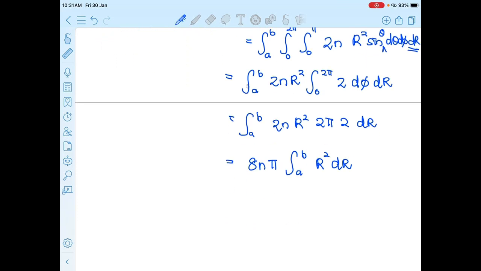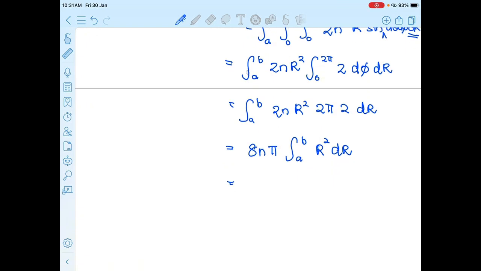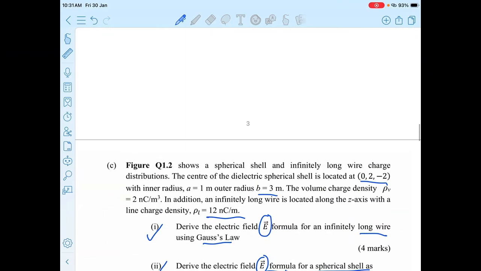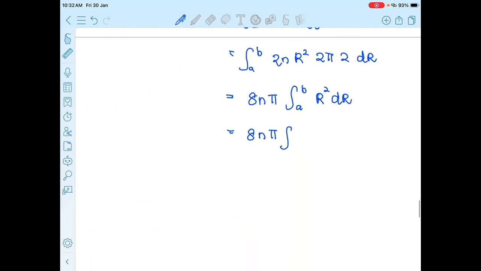Next, you can continue. If you want to insert the values of A and B, that is fine as well, because the values are fixed. So let's say we insert the values: A is 1 meter, B is 3 meter, so the integral from 1 to 3 of r squared dr. By doing so, you can simplify. It's 3 cubed minus 1 cubed, you can use a calculator, so you get 9. So it's 72 rho naught pi, and this is the right hand side.